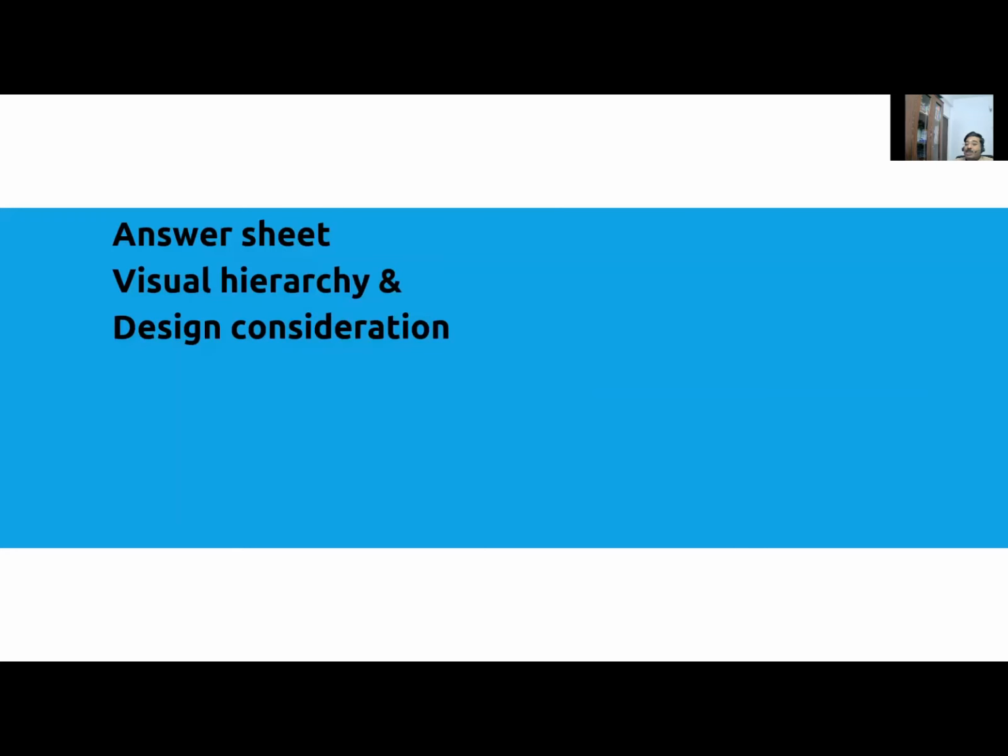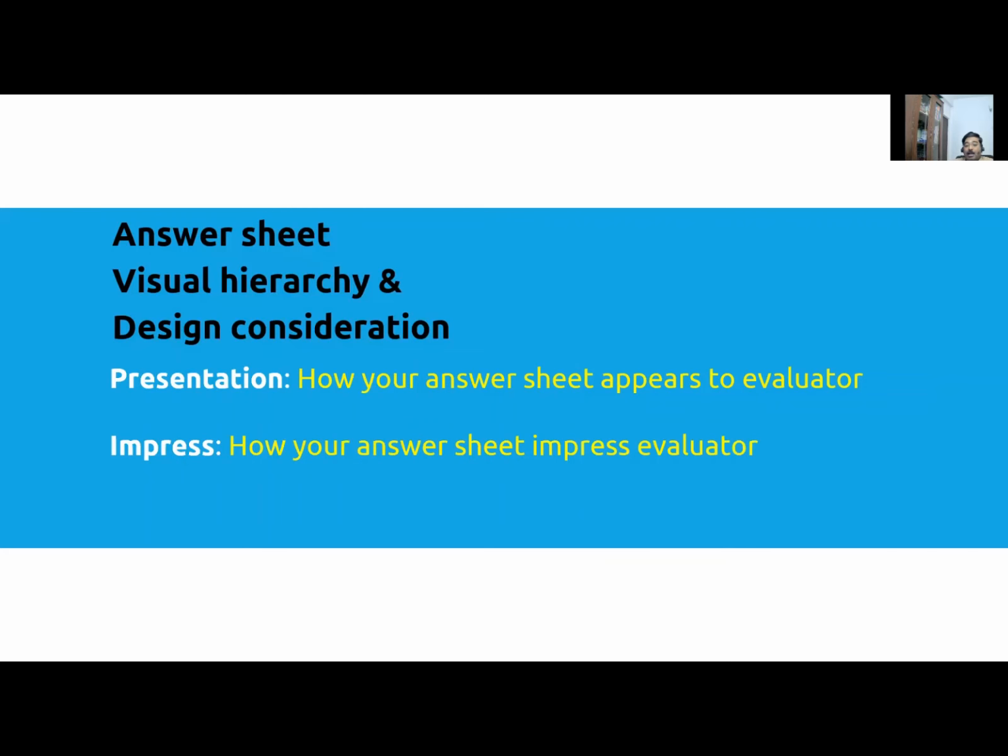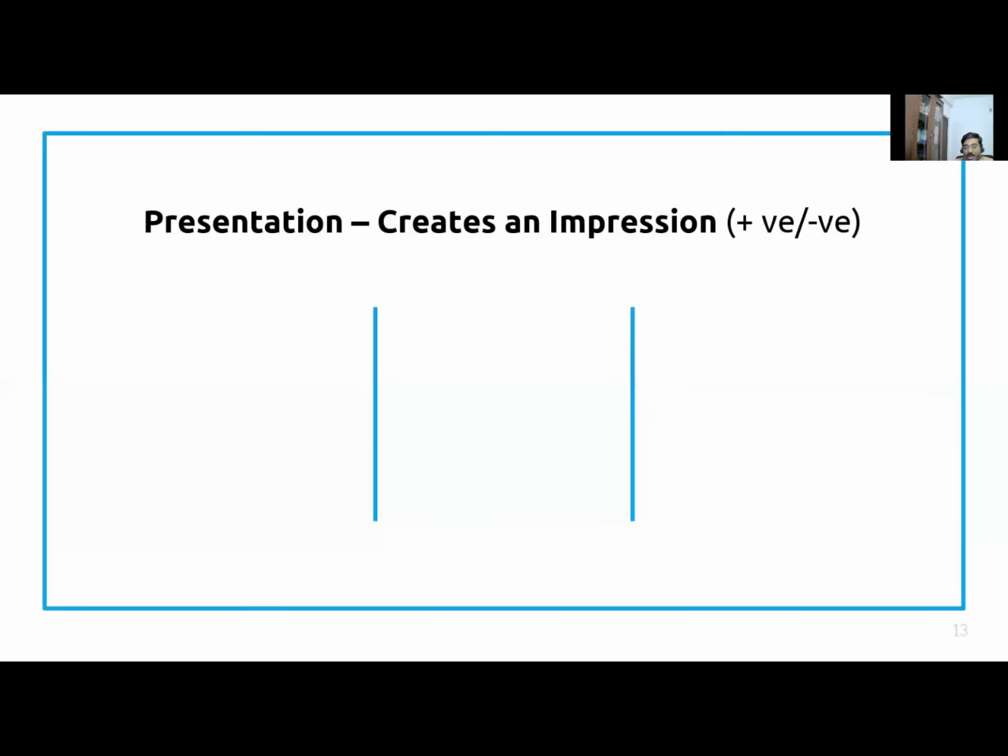So an answer sheet has a visual hierarchy and design consideration at play. The presentation is how your answer sheet appears to the evaluator, while the impression is how you impress the evaluator to give you more marks, and organization is the structure and content of your answer. This exam presentation creates an impression in the mind of the evaluator, which could be positive or negative. It informs the evaluator of your level of knowledge on the topic. It subconsciously connects the evaluator and the student and guides the evaluator to give you better marks.